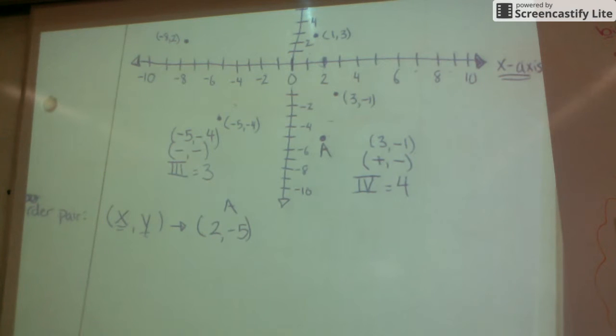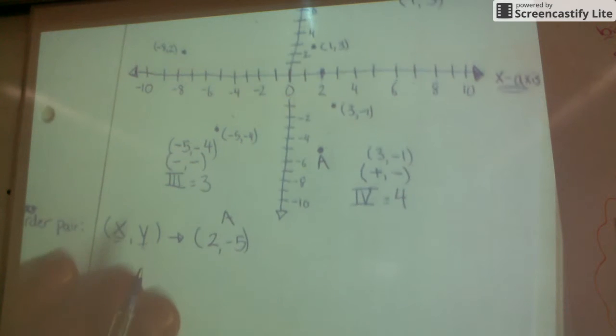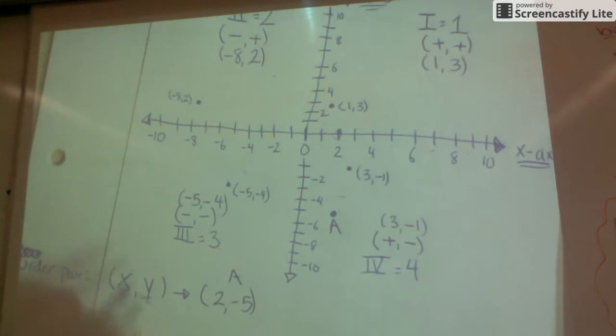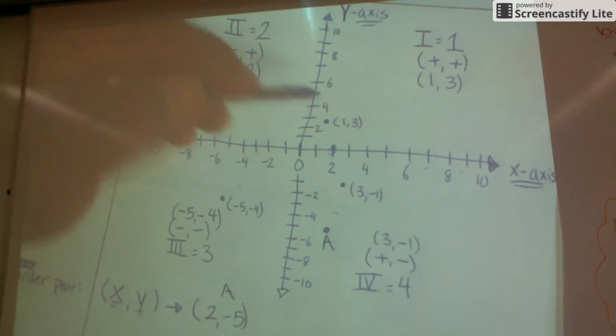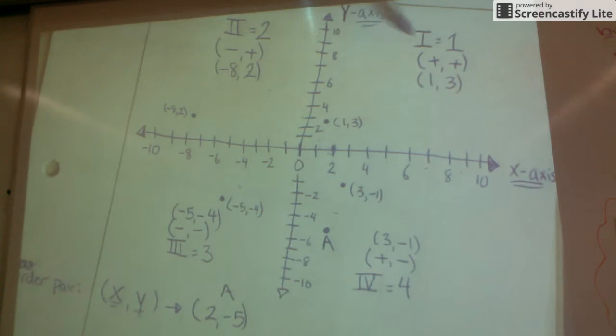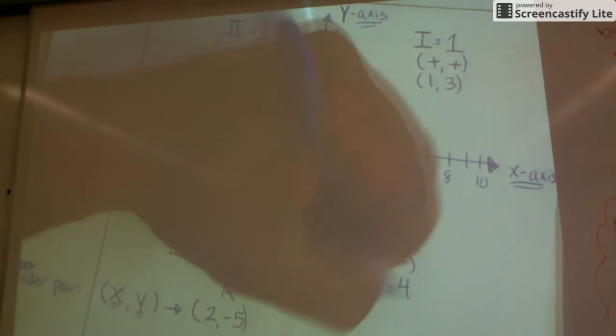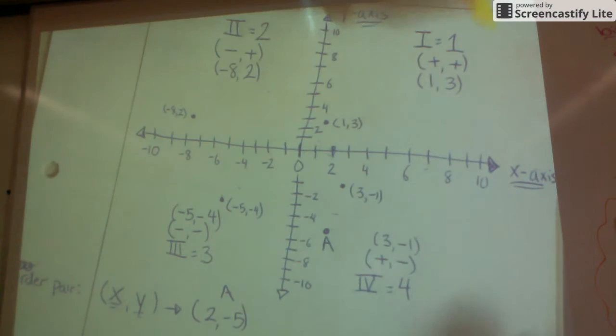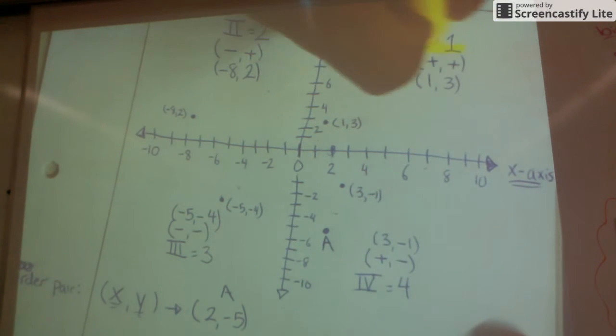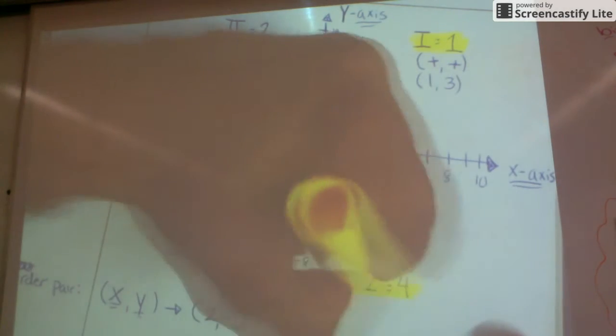So now what I want to do is take a few ordered pairs, and I want to see if you are able to find them here. So let me go over this really quick again. Quadrant 1, quadrant 2, quadrant 3, quadrant 4. Okay, I'm going to highlight those, just to make it a little bit clearer. If you want to stop and highlight them as well, more than welcome to.